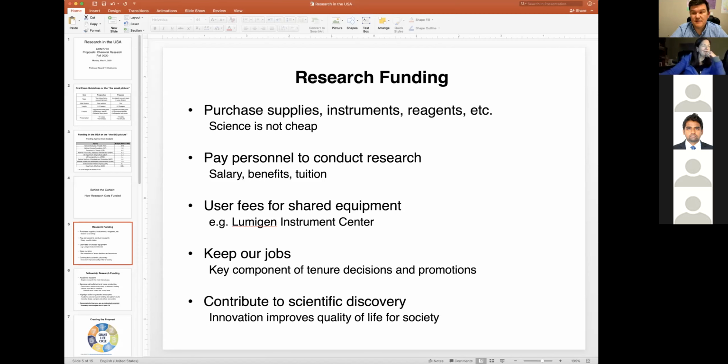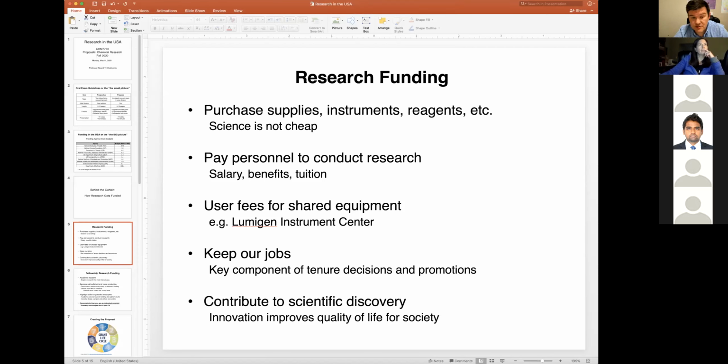Some other reasons why we ask for the research funding, besides the supplies in the laboratory, is really to pay for personnel salaries, benefits, and tuition to be able to support the personnel to be able to conduct these experiments, or large collaborative studies, for example.